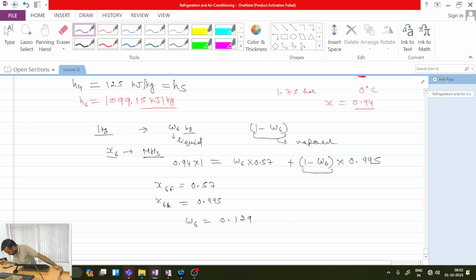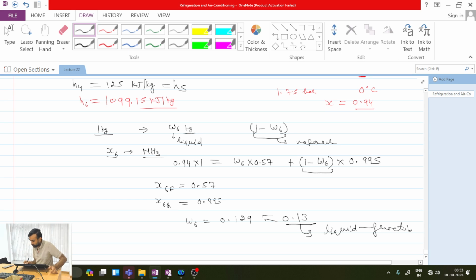0.129. Let me see. Yes, correct. 0.13. So 0.13 is W6. Now, in the mixture, I know that 0.13 fraction is of liquid and 1 minus 0.13 fraction is of vapor. So what is this? This is nothing but liquid fraction.